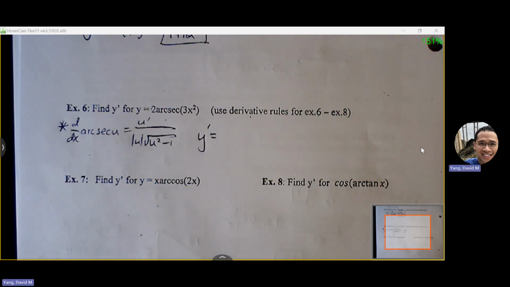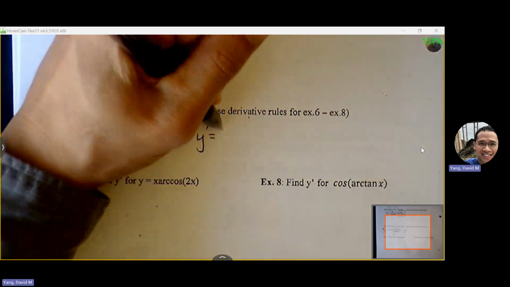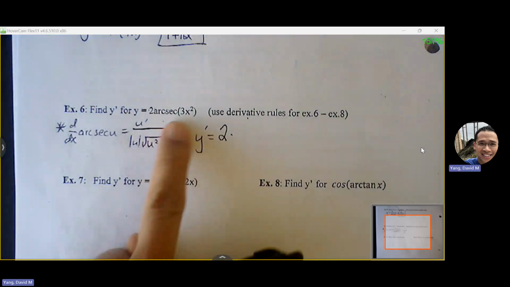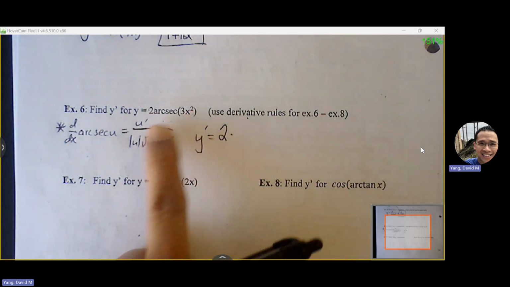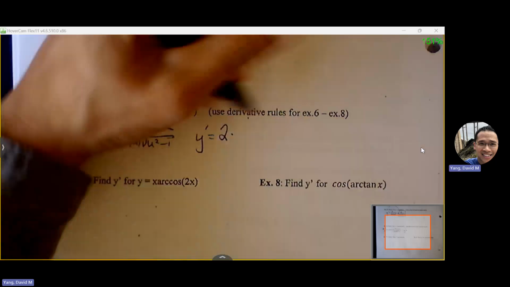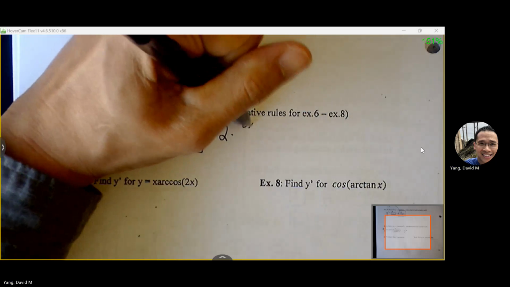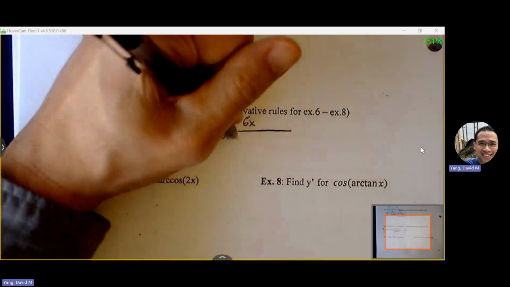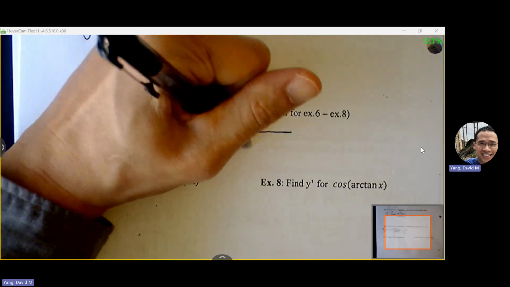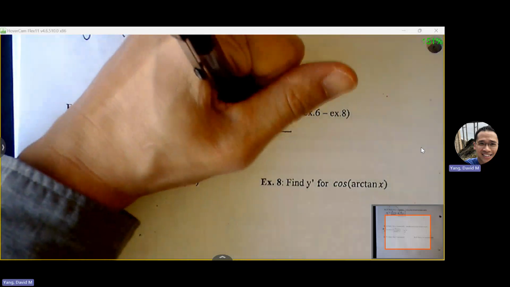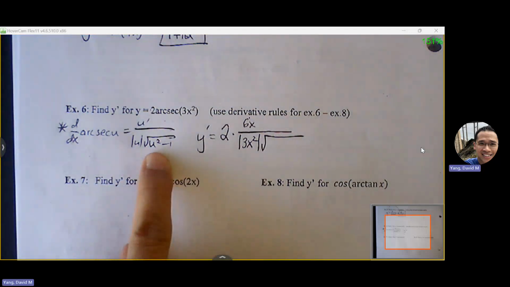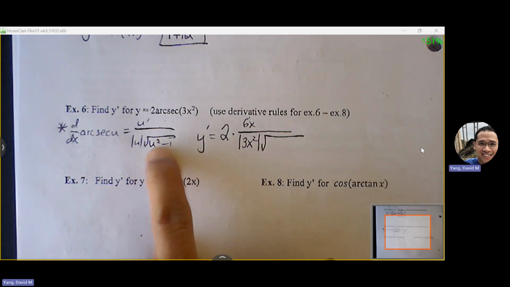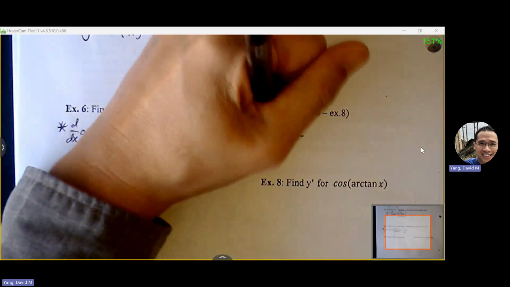Now the 2 is going to stay. That's just the coefficient. So my 2 is going to stay times whatever's inside the parentheses. That's my u value. So my u prime is just going to be 6x. Absolute value of u, so we put absolute value of 3x squared. Square root of u squared minus 1. Make sure we square the entire parentheses.